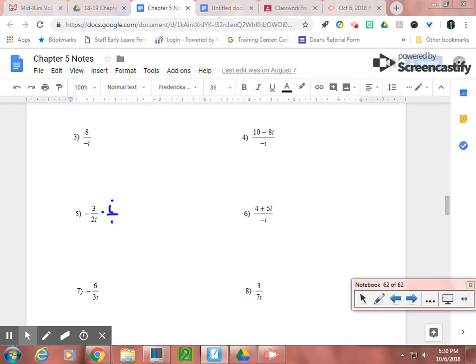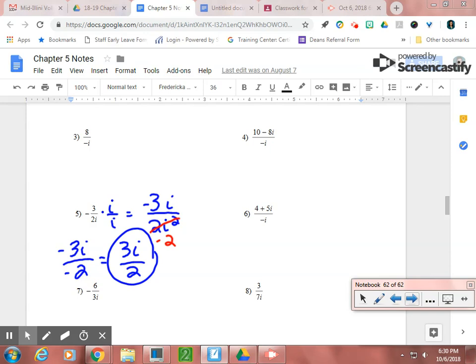Multiplying by i over i, so I have negative 3i over 2i squared. We know that 2i squared is really going to be negative 2. So your answer to this is negative 3i over negative 2. Well, two negatives make a positive, so you have 3i over 2.